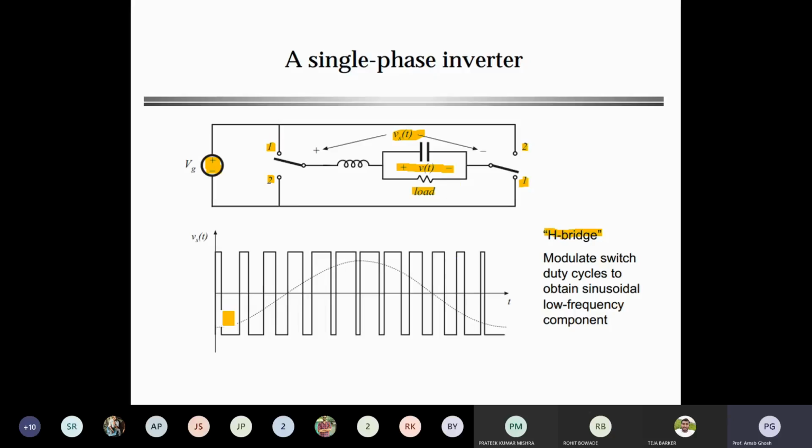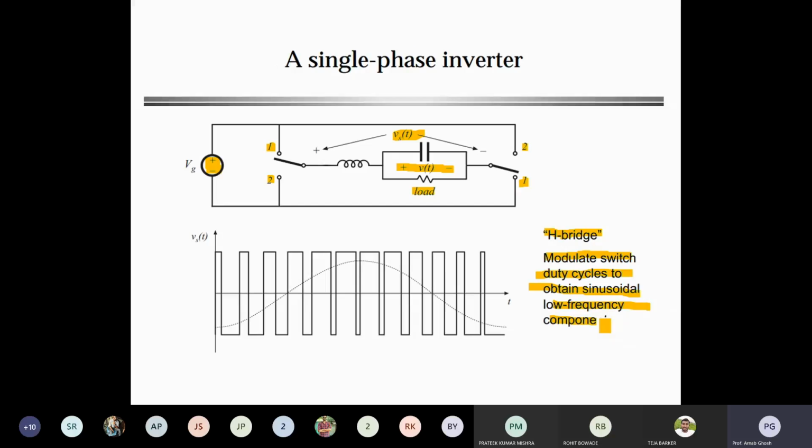So here you can see the modulating signal. Two signals are there in the case of an inverter. The switch duty cycle is modulated to obtain a sinusoidal low frequency component. One is called the modulating signal, another is called the carrier signal. Normally the frequency of the carrier signal is high compared to the modulating signal. In a normal line inverter, we use a sinusoidal modulating signal of 50 Hz, or a time period of 20 milliseconds.